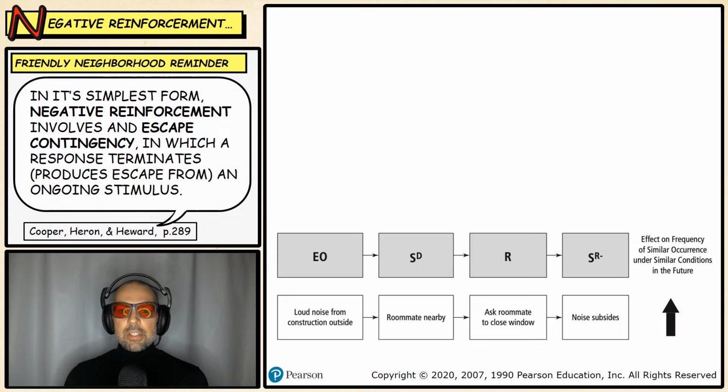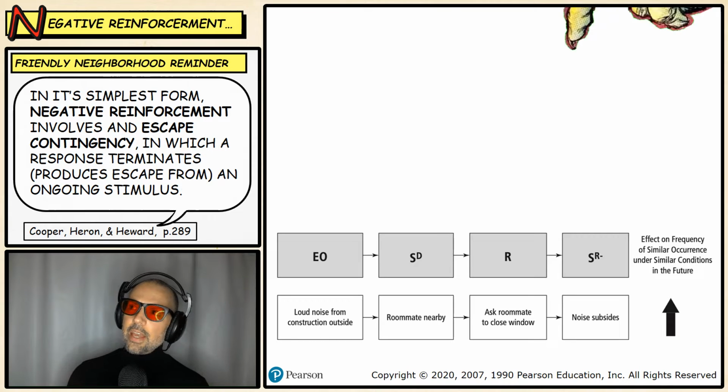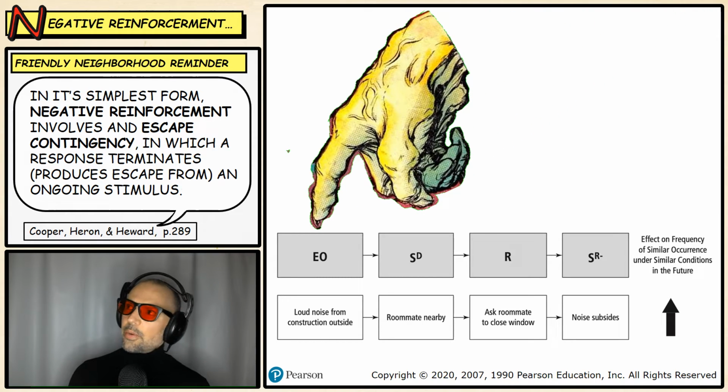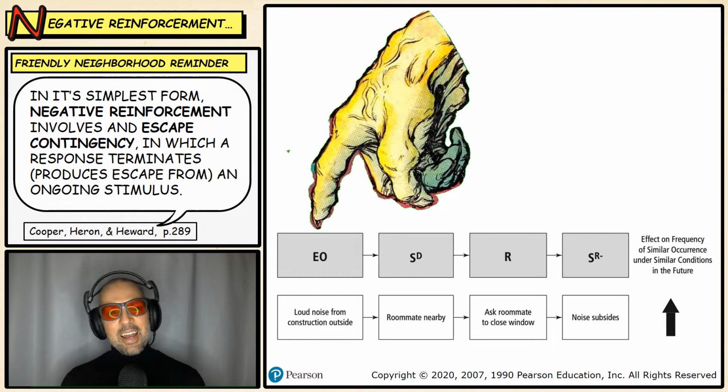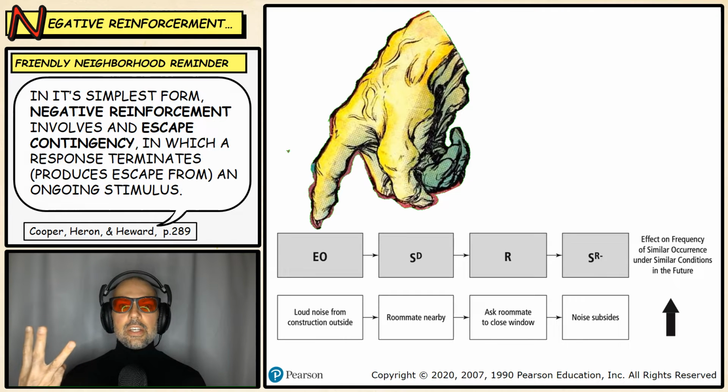So the escape contingency, let's bring down that hand of fate. And I really hope I'm looking in the right direction here. All right, the escape contingency was what we went through last time. So let's go through it one more time, now labeling it as the escape contingency. So we're going to take a look at 3 different contingencies. One of them escape, 2 of them avoidance. So let's start with that escape one.